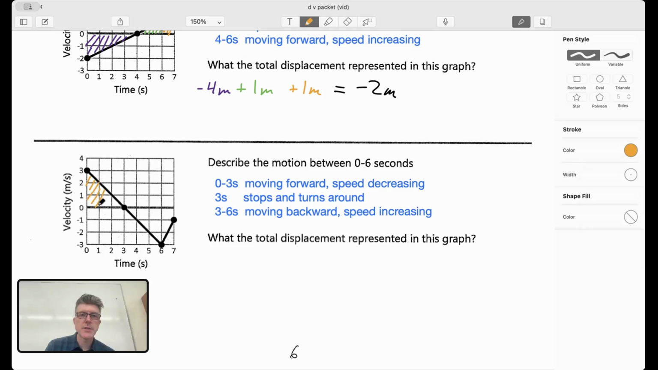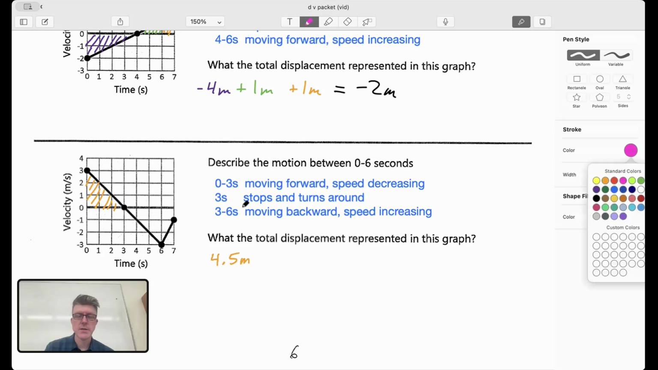So we have this. We got a positive displacement here. So we have 3 by 3, half of that, 4.5 plus, right? 4.5 meters. Now we've got this negative. Looks like negative, same thing. So this would be minus 4.5.